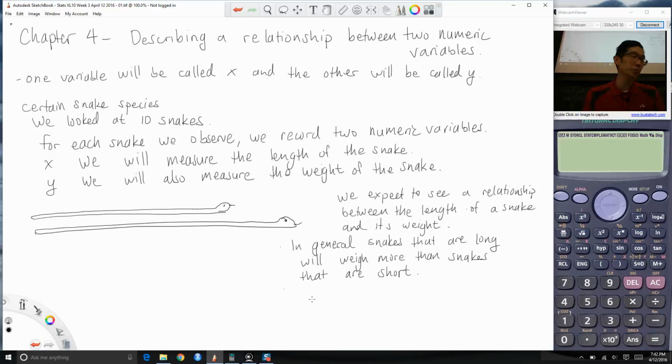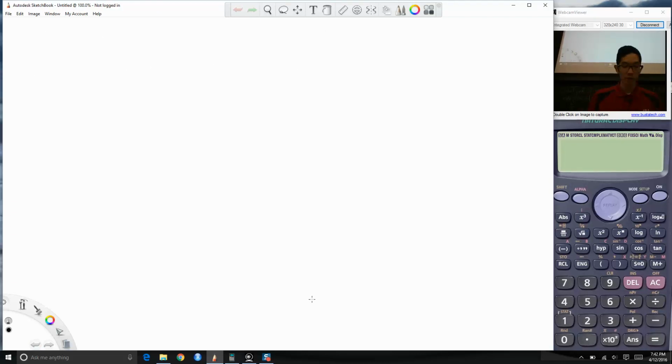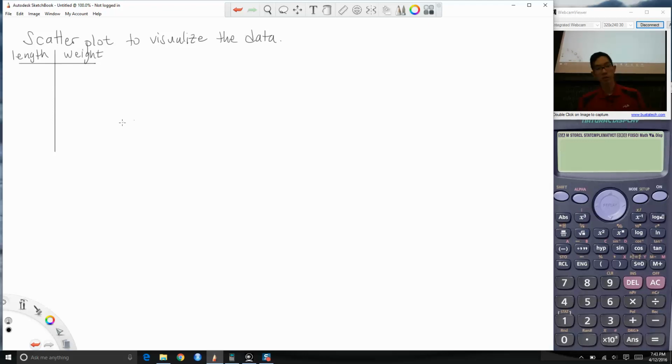The tool to visualize this relationship is the scatter plot. The way this will work is you have x, which is the length, and y, which will be the weight.